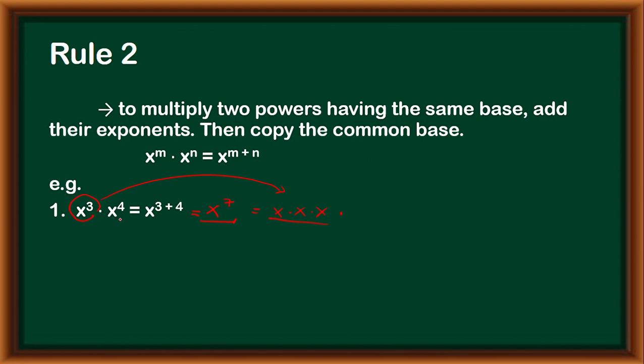Okay? So ito naman. Isa pa. So, dito natin sa kabila. Tapos, multiply yan, di ba? Tapos dito rin. X times x times x times x. So, tanggalin natin yung parenthesis para mas maayos tingnan.